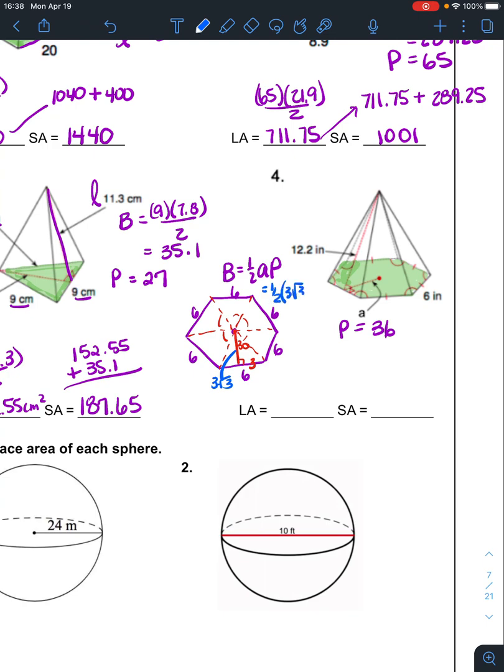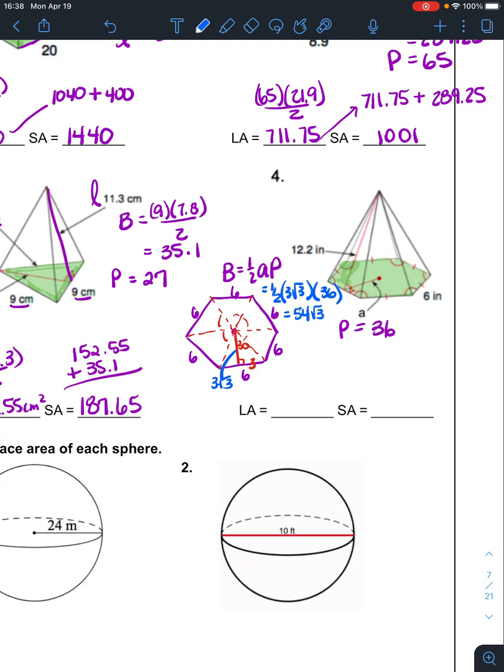So I have 1/2 the apothem times the perimeter, which was 36. Okay, so the area of the base, and for right now, just so I don't have to write out a bunch of decimals, I'm going to multiply 1/2 times 3 times 36. So 18 times 3 is 54. Now, I'm just keeping the root 3 for now, I want to leave it exact. Okay, so just for right now, I'm going to leave it exact.